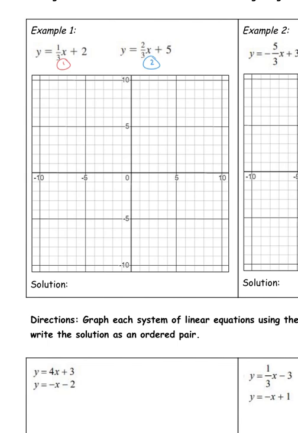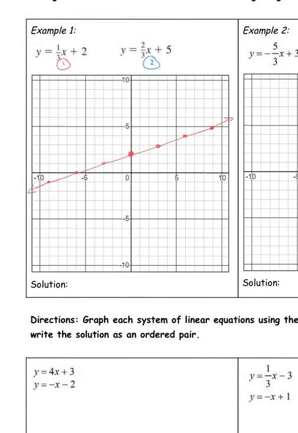So starting off with 1/3 x plus 2, I'm going to start with my y-intercept of positive 2. My slope is 1/3, so I'm going to go up 1 over 3, up 1 over 3, up 1 over 3. To finish off, down 1 over 3, down 1 over 3, down 1 over 3, and I'm going to try to connect these lines as best as possible. All right, I have graphed my first equation.